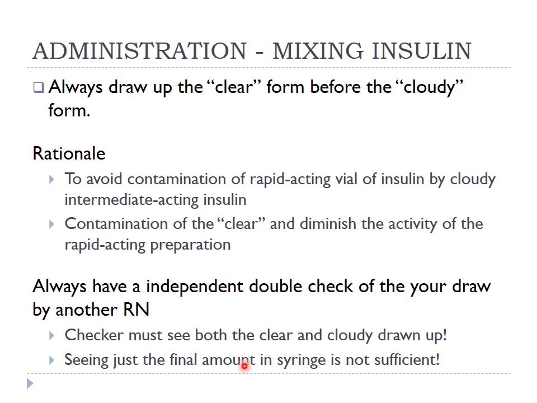What is sufficient is that the other nurse sees you draw up the cloudy and sees you draw up the rapid as well in the same syringe together. That is a proper independent double check. Just walking up to your colleague and saying, "Hey, look, I drew up 10 units of insulin, 3 of it is NPH," is not sufficient.